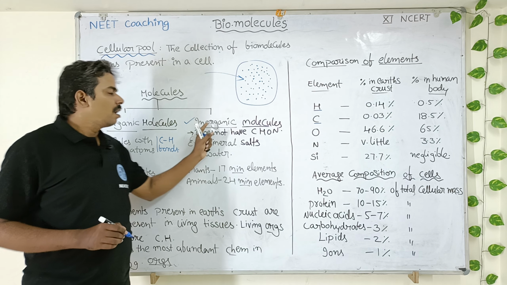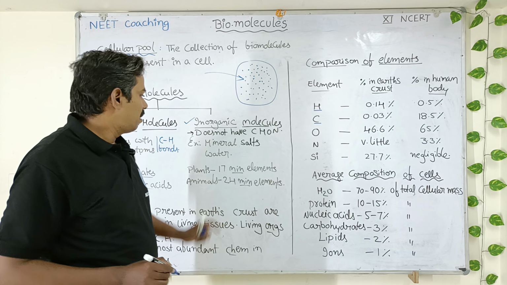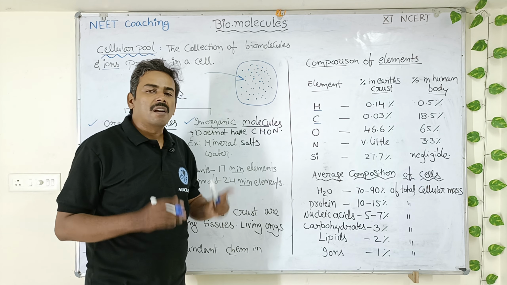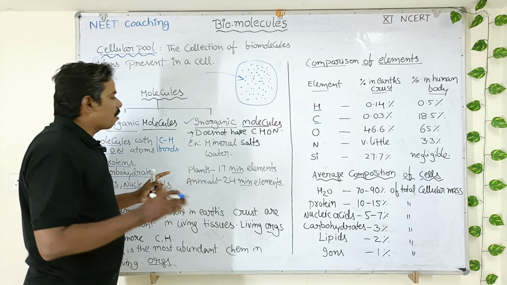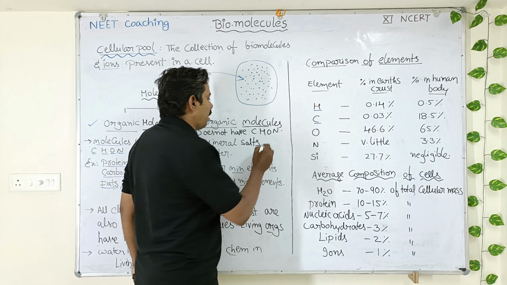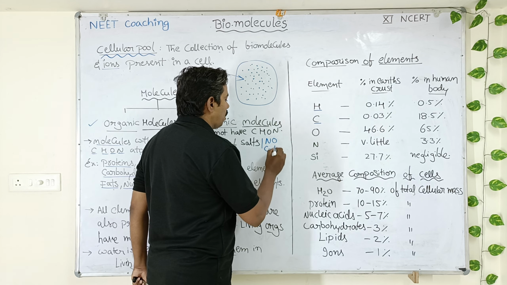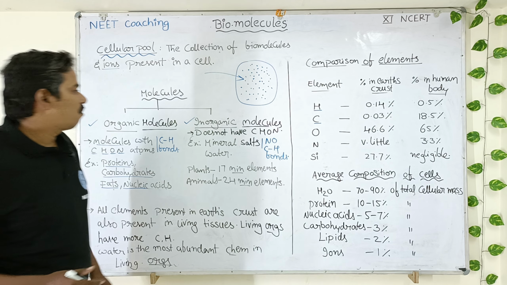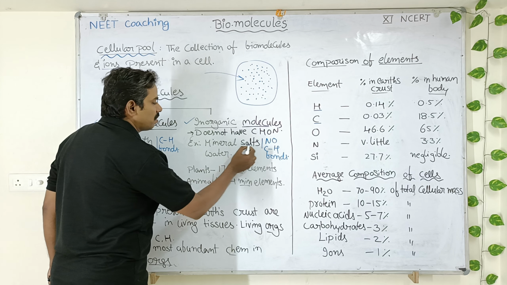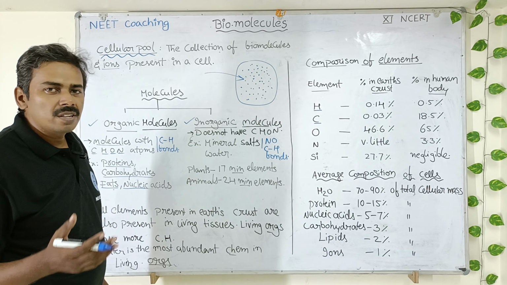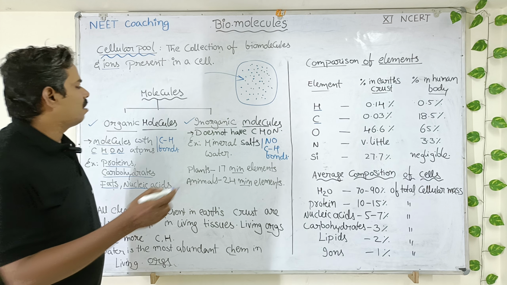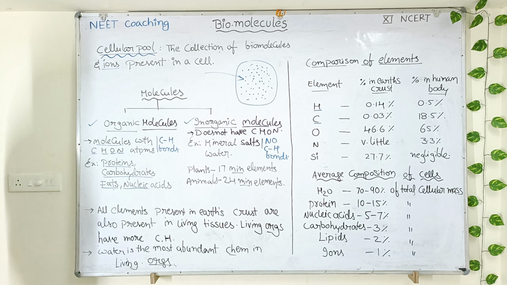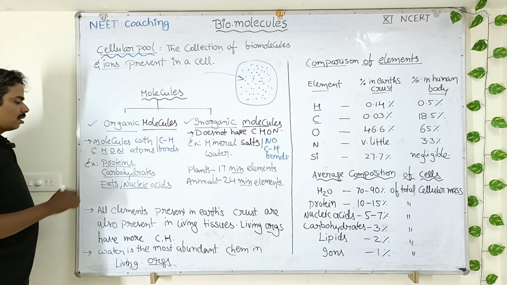Okay. Then what are inorganic molecules? Inorganic molecules do not have carbon, hydrogen, oxygen, nitrogen, and obviously there will be no carbon-hydrogen bonds. Examples of inorganic molecules are mineral salts such as sodium chloride, potassium chloride, calcium carbonate, and also water. Understood, students? Now, what are examples of organic molecules?